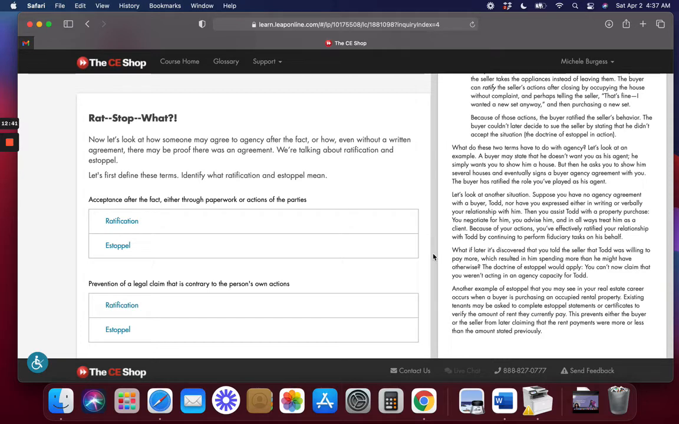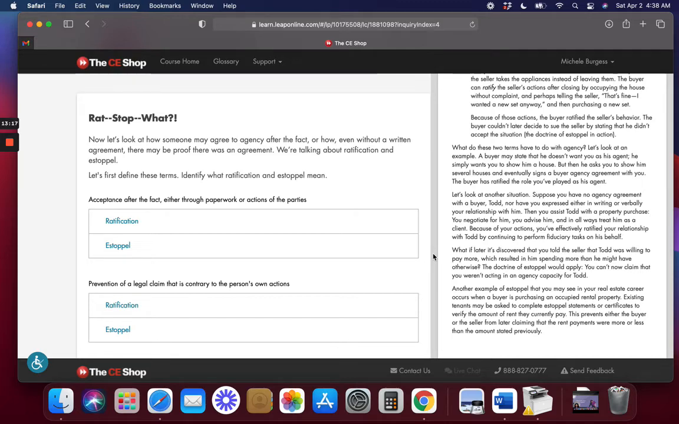The doctrine of estoppel would apply. You can't now claim that you weren't acting in an agency capacity for Todd. Another example of estoppel that you might see in your real estate career occurs when a buyer is purchasing an unoccupied rental property. Existing tenants may be asked to complete estoppel statements or certificates to verify the amount of rent they are paying. This prevents either the buyer or the seller from later claiming that the rent payments were more or less than the amount stated previously.